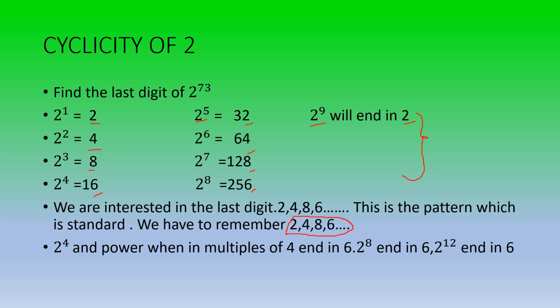Now another thing to be seen: when it is 2 raised to power 4, the number ends with 6. And if the power is a multiple of 4, again the number ends in 6. See, 2 power 8, 8 is a multiple of 4, the number ends in 6. If you consider 2 power 12, 12 is a multiple of 4, again it will end in 6. So for 2 raised to any power, if the power is a multiple of 4, definitely the last digit is going to be 6.